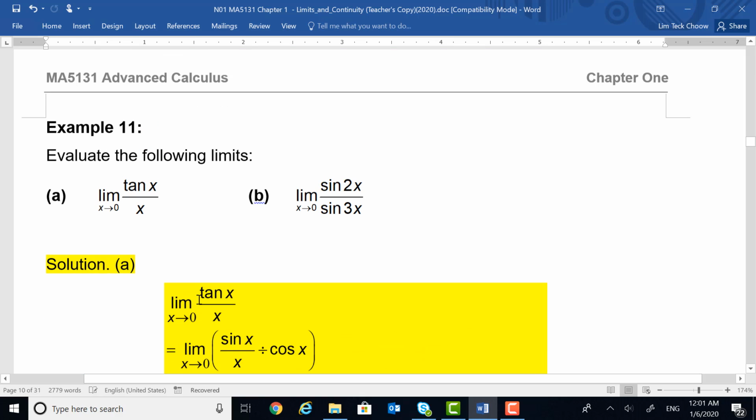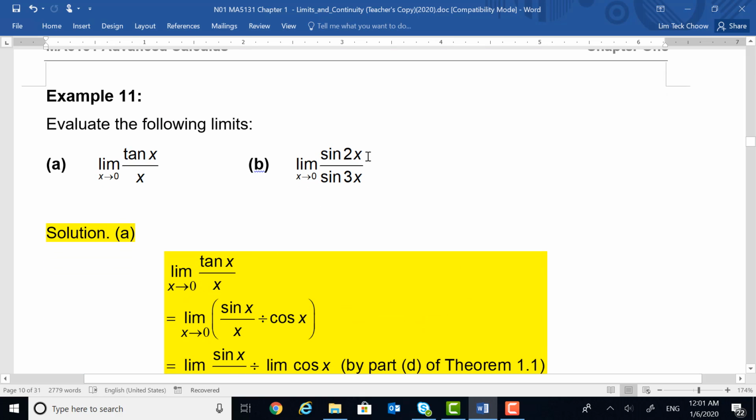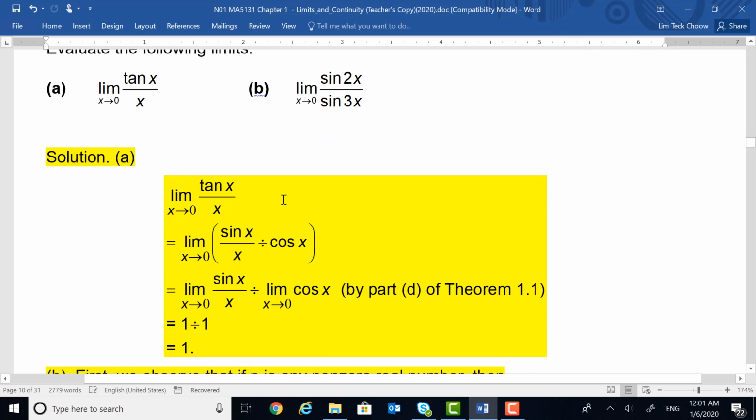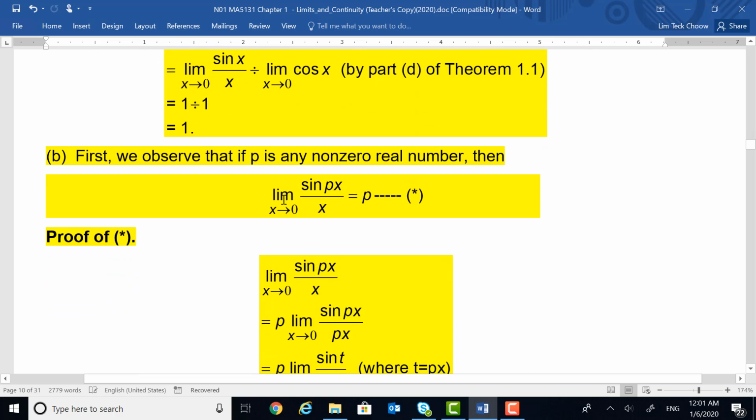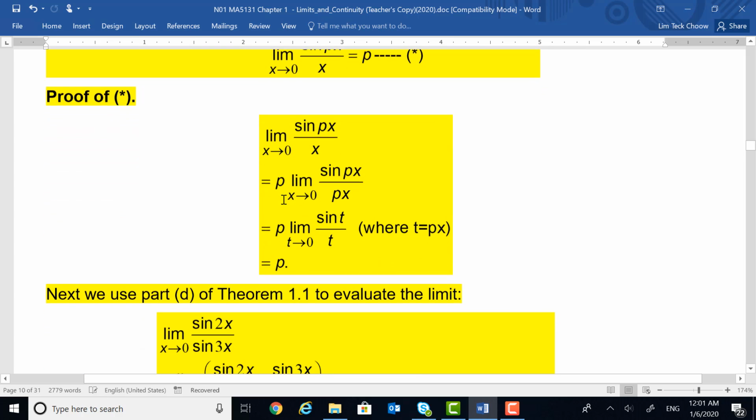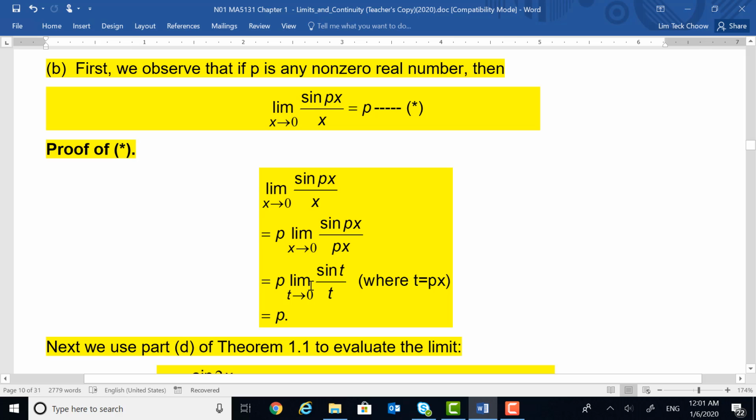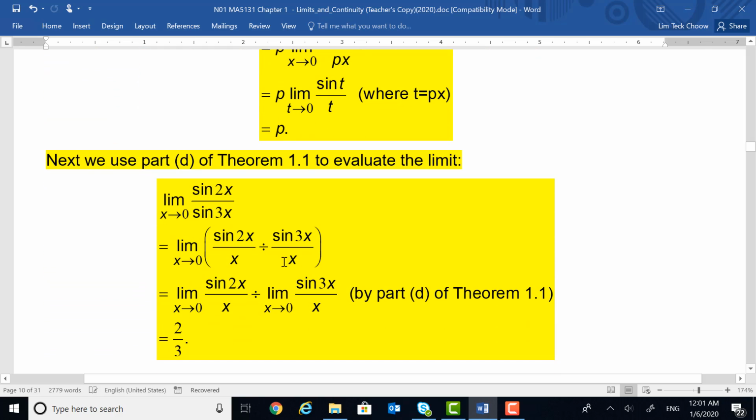Let's look at the next example, B. Sine 2x over sine 3x. How do you evaluate sine 2x over sine 3x? There is some result here you can read slowly for yourself, but let me just go straight into the example. To find the limit of such a function, what you can do is rewrite this as sine 2x over x, over sine 3x over x. This fraction and this entire thing is identical, there's no change. I've just introduced a division by x. And then what happens is you can break this into two limits.